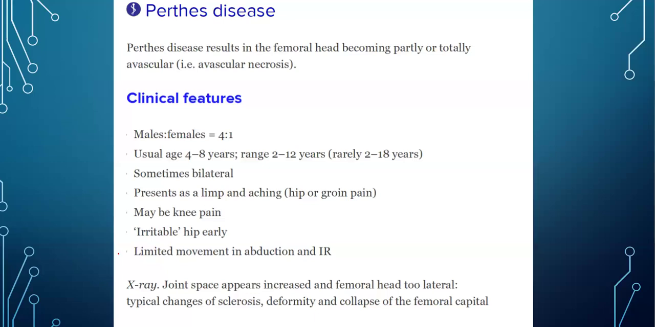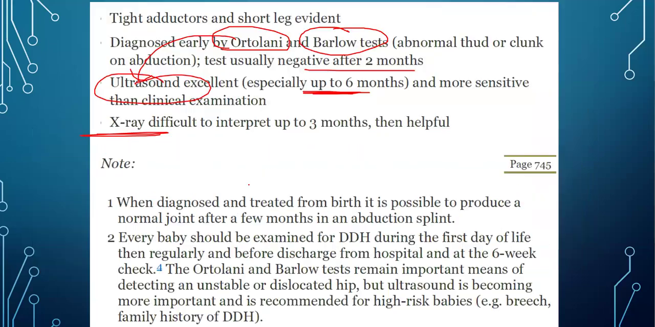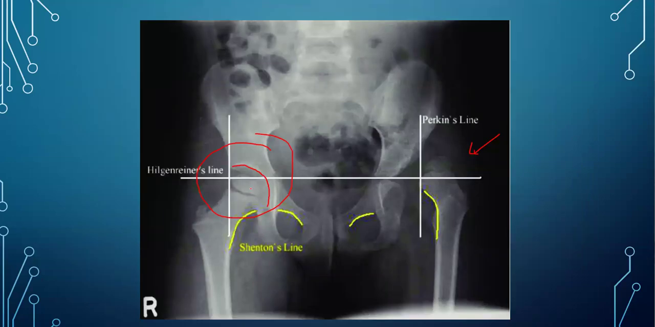Clear, everyone? If you get an X-ray like this, it's very easy to understand. If you compare, you can definitely see that this hip is well located, but this one is definitely dislocated. Okay.